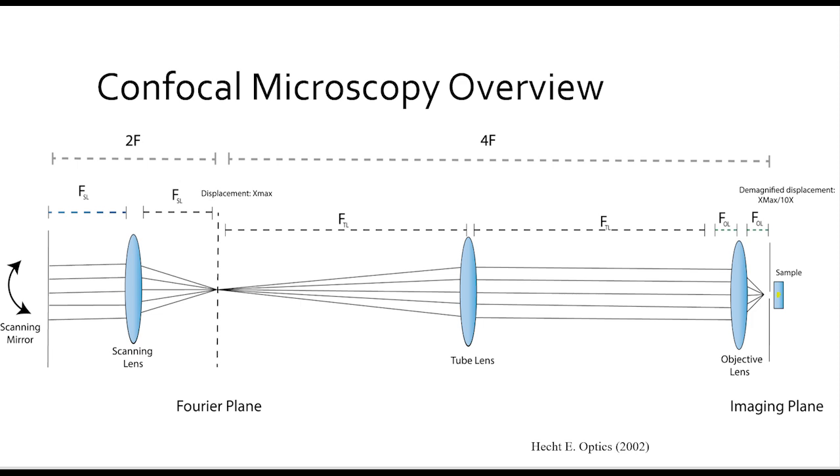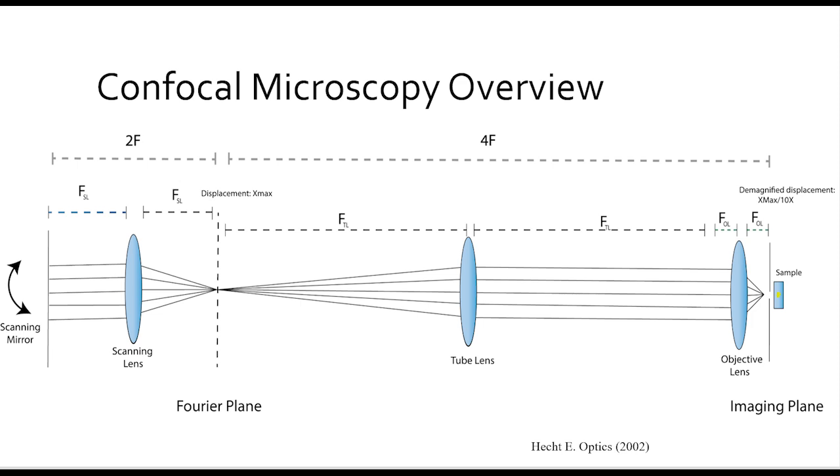So confocal microscopy utilizes a combination of a 4F imaging system and a 2F imaging system for scanning. The 4F imaging system is the typical imaging system in, say, a wide field microscope, and this consists of two positive lenses with the object or the sample plane one focal length in front of the first lens, the objective lens, and the detector located one focal length after the second lens or the tube lens. So in a 4F imaging system, the output is an inverted replica of the input, where the magnification is dependent on the ratio of these two focal lengths.